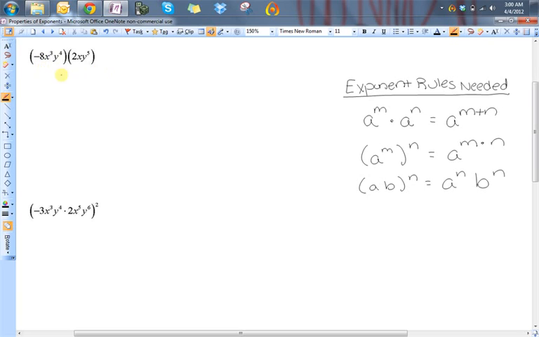Okay, so we would do negative 8 times 2, so that's negative 16, x to the third times x. What we're going to need to do, since they have the same base, is combine it into one, where this will have the common base of x. And then the exponent will just be the sum of these two exponents here. Well, because this one doesn't have an exponent listed, it is assumed to be 1. So the exponent on our answer will be 3 plus 1, so x to the fourth. Then for the y's, we just do y to the 4 plus 5, or y to the ninth.